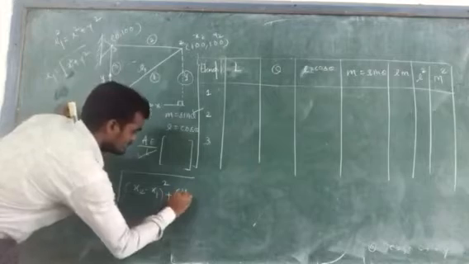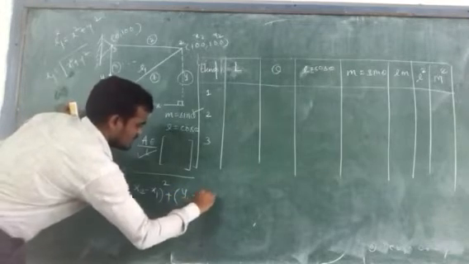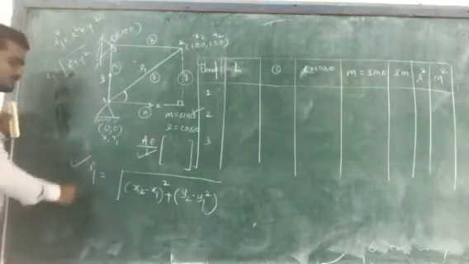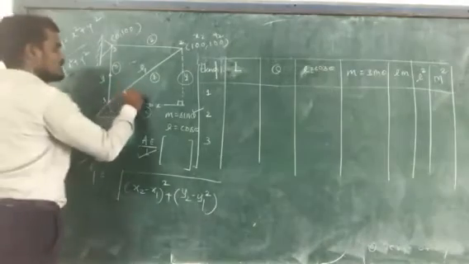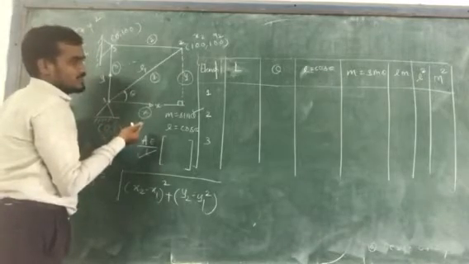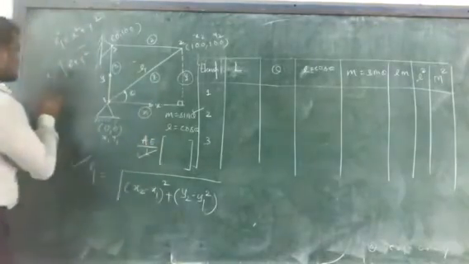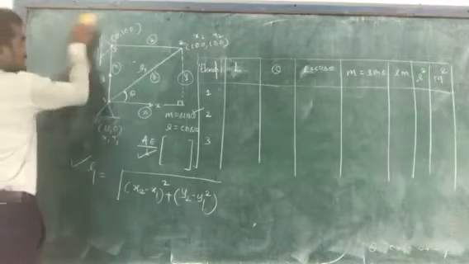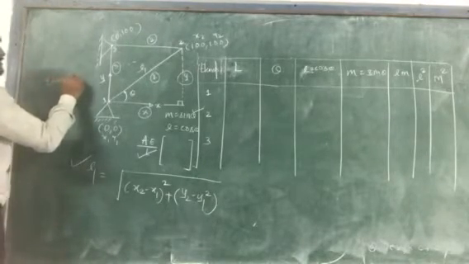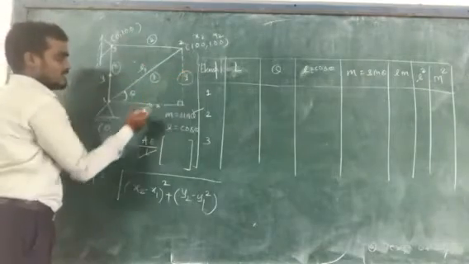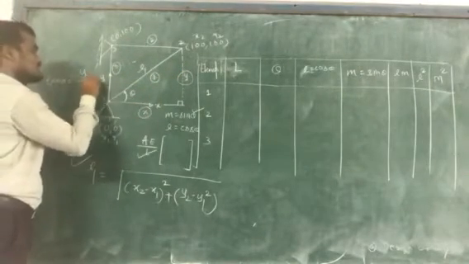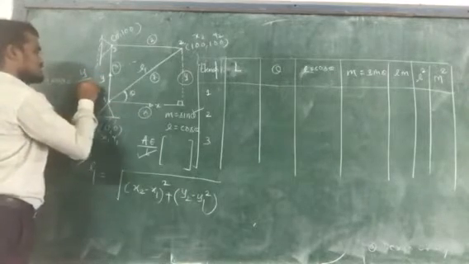So y2 minus y1. In this way you can find out the length. Now the length is known, now find out theta. To find out theta, we know that tan theta is equal to the front side y divided by the adjacent side x.